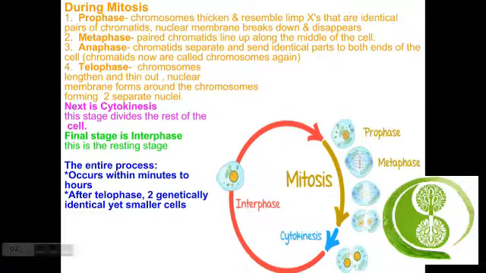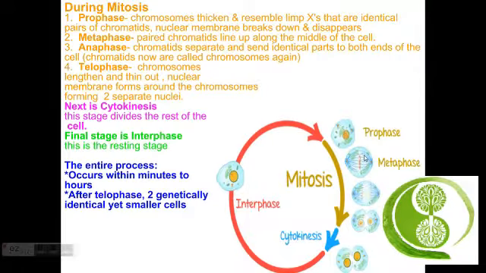This is where the chromosomes thicken and resemble limp X's that are identical pairs of chromatids. The nuclear membrane also breaks down and it kind of just disappears. If you see here this little cell, the chromosomes in the middle are kind of thickening out and they're kind of limp looking almost. The picture doesn't really show it very well here, but the nuclear membrane is breaking down, and then you can see in metaphase where the nuclear membrane is completely gone.